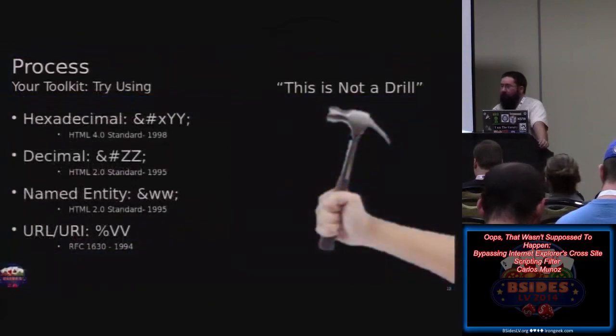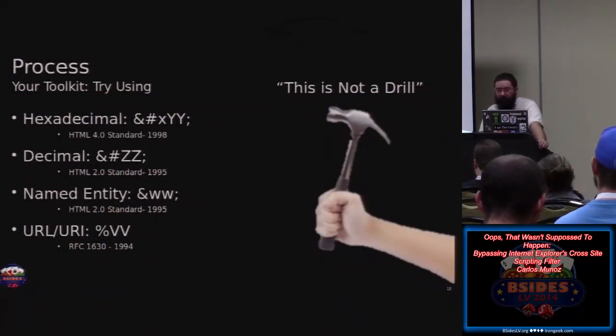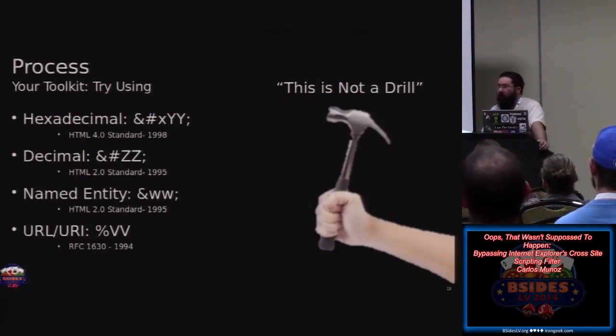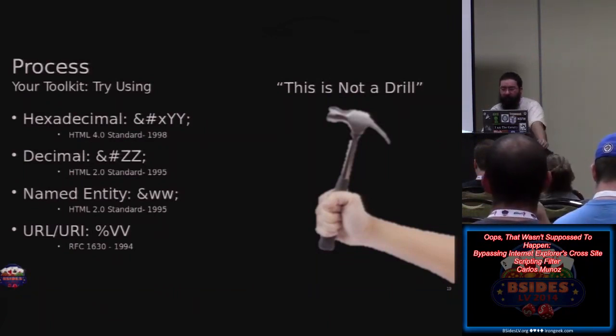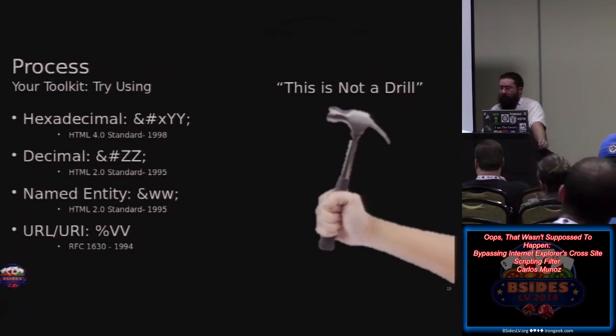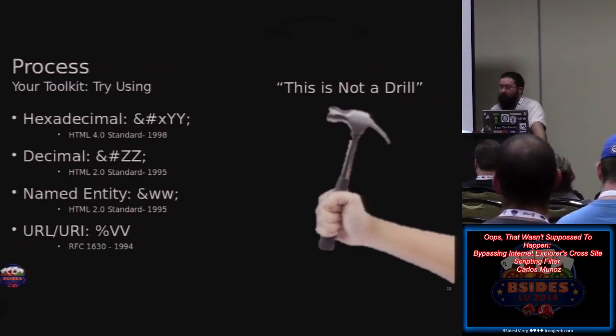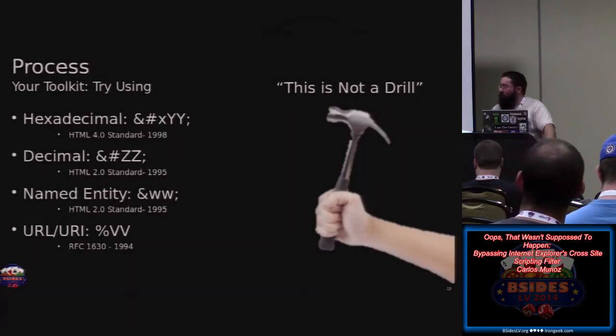And in terms of disguising your very first injection, there's various standard encodings that you can use. Hexadecimal encoding, where it's ampersand hash X followed by an alphanumeric character reference, semicolon. The decimal, which is ampersand hash, a numeric character reference, semicolon, named entities, ampersand, some sort of alphabetic string that describes a character, and plain old URL/URI encodings.